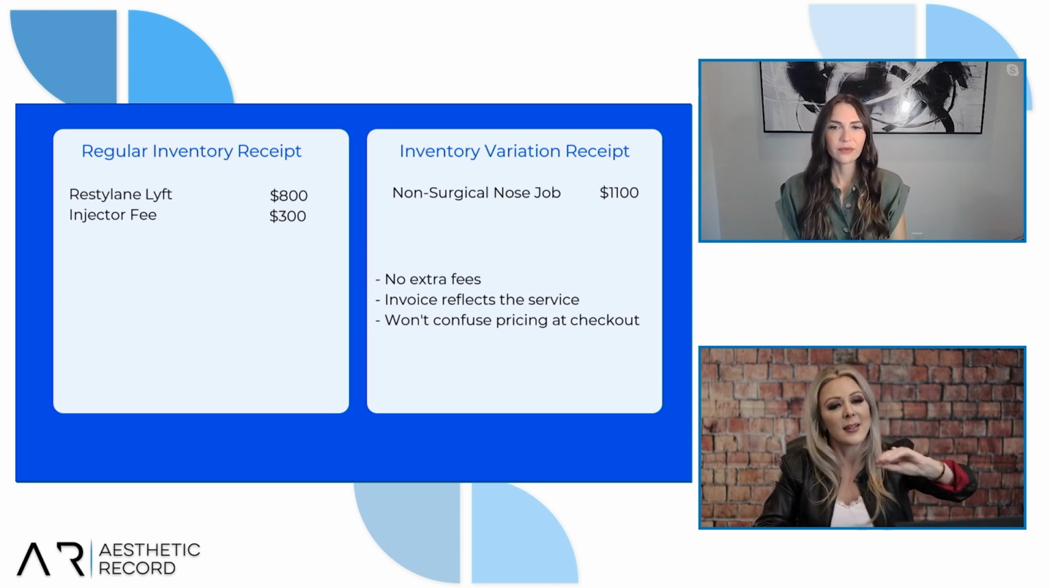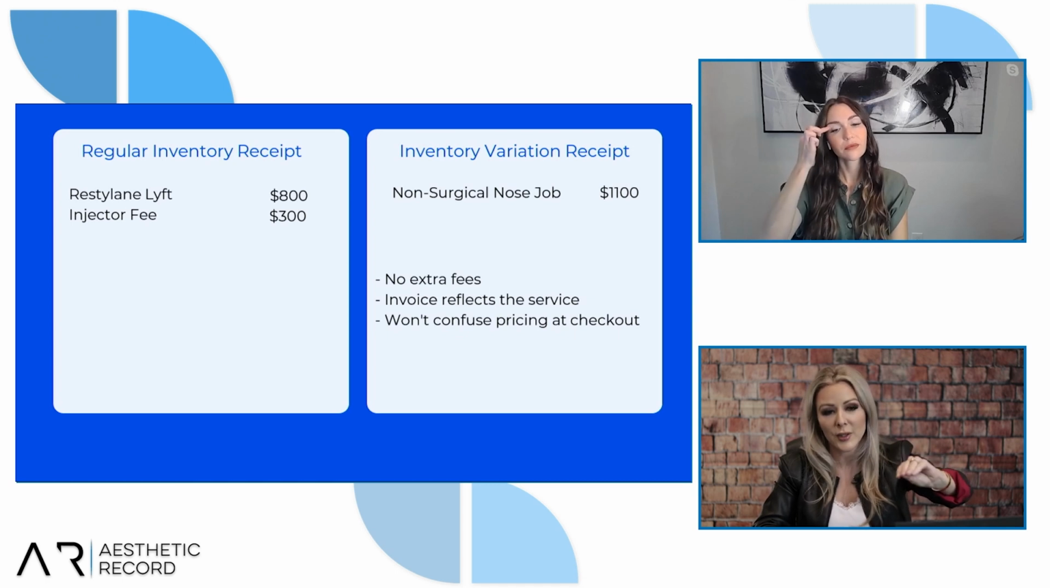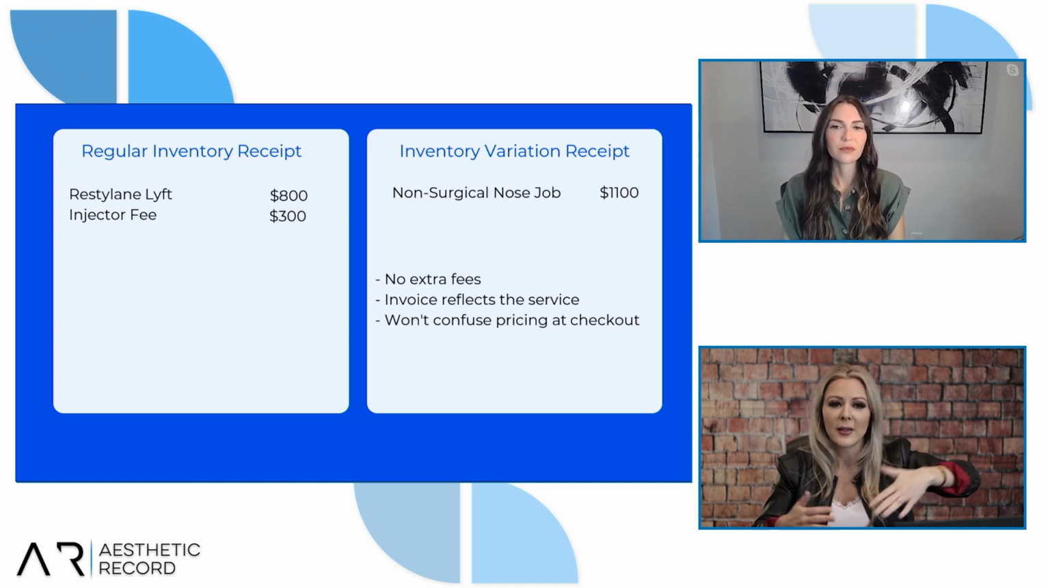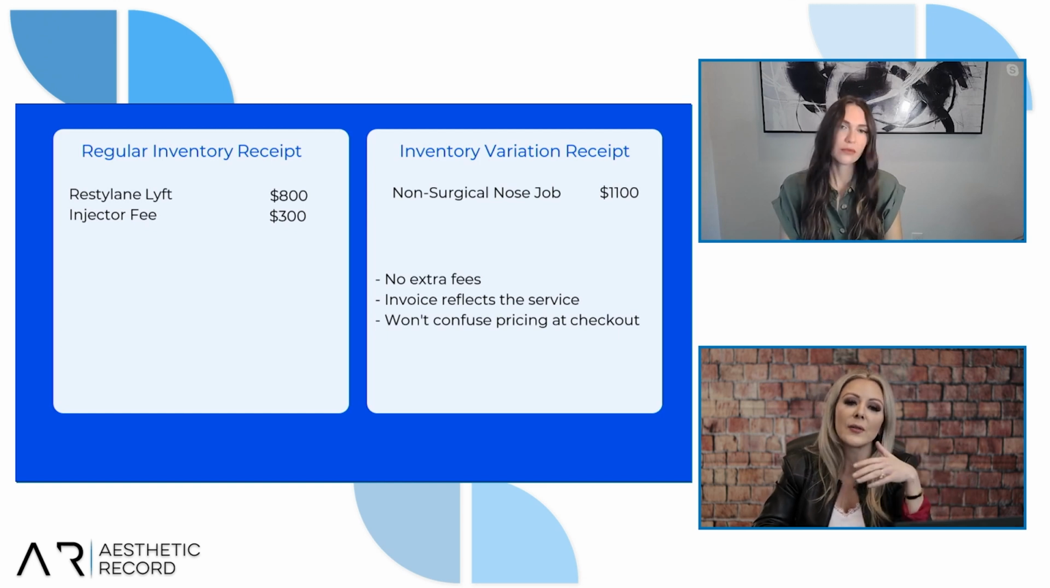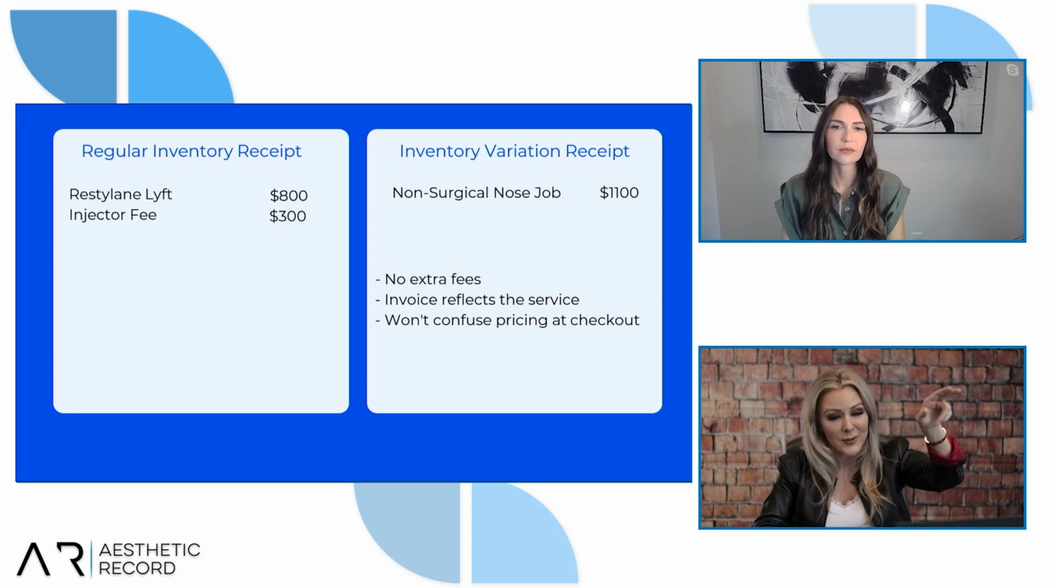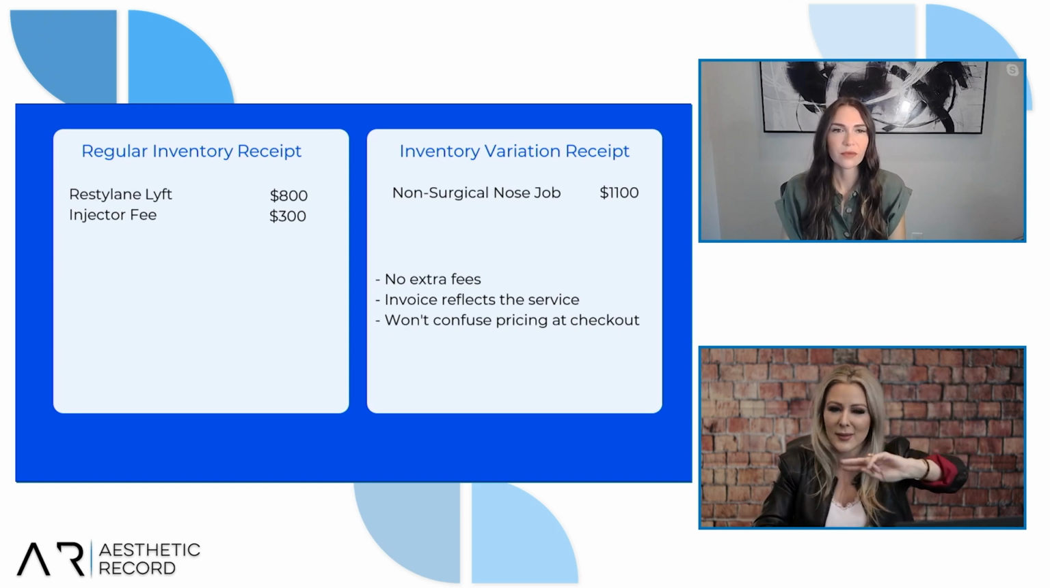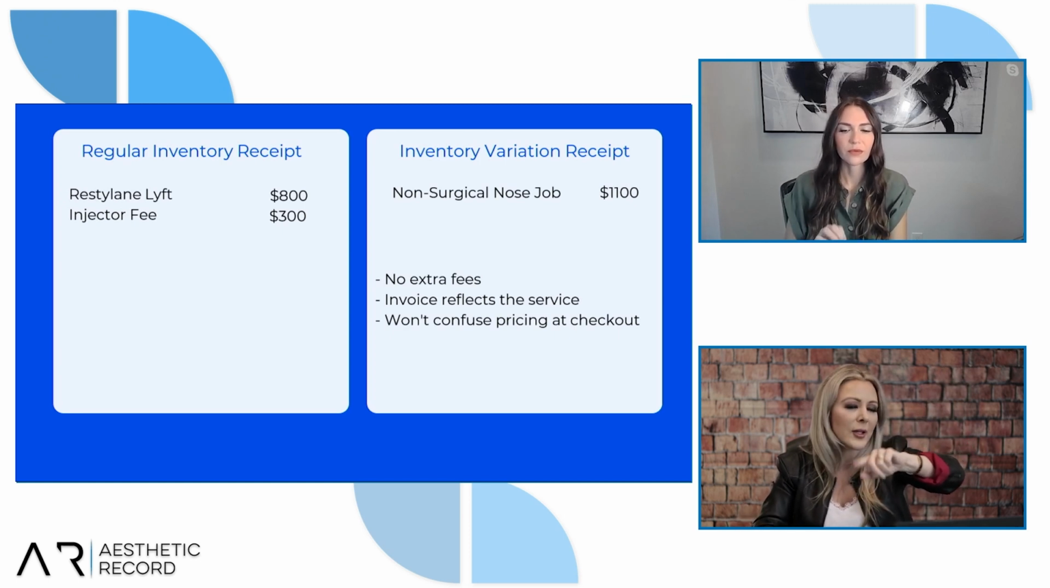$800. To get to that price point that I feel comfortable charging, I've got to add in some additional fee to plus that up. So I'm adding in an injector fee to make it equal with the $1,100 I want to charge for it. So on the patient's receipt, they're seeing the lift syringe that they always get, right, $800, and then this fee. How come I don't get that fee charged on other procedures?